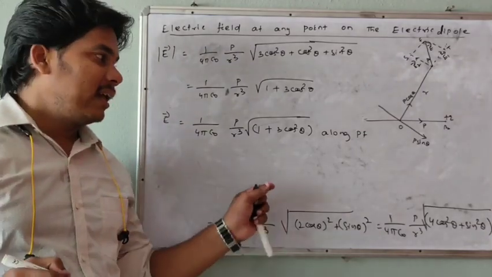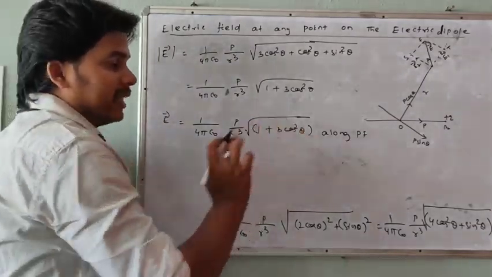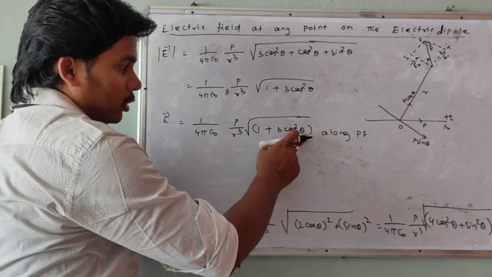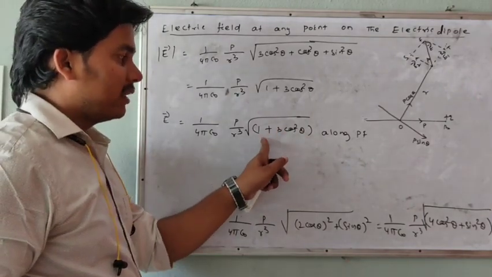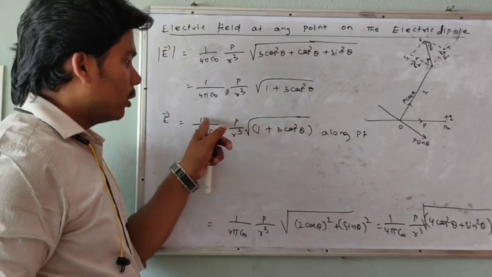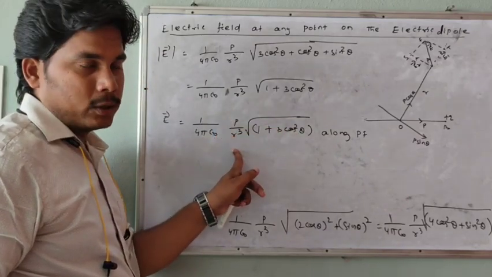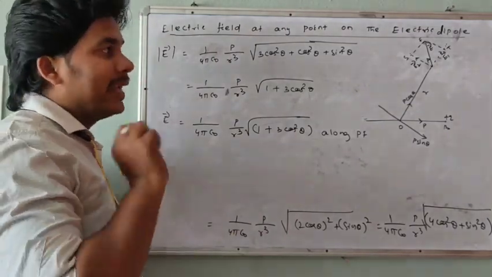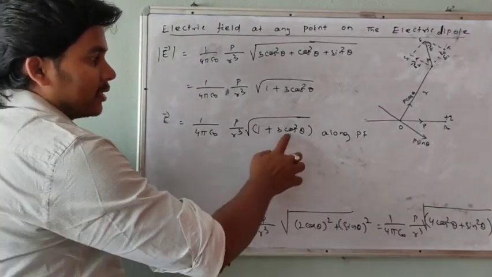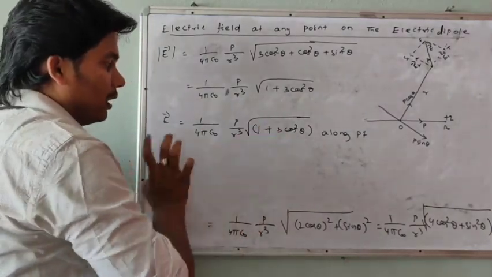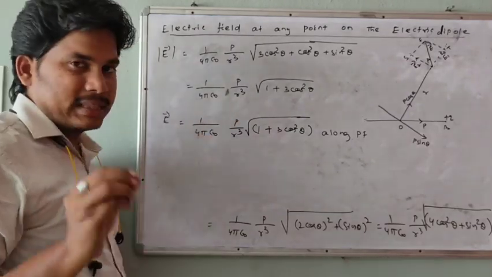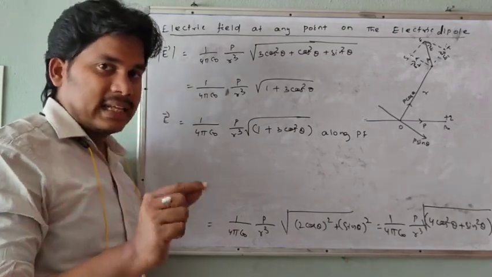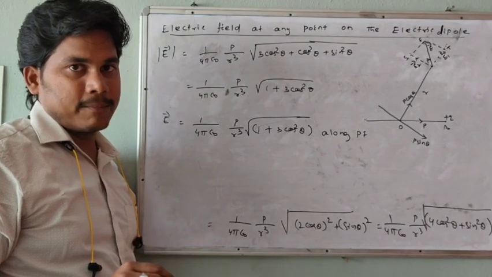If you want to find it for the axial line, just put theta as 0, as it is along the same line. Cos 0 will be 1, and 1 plus 3 will be 4, root of 4 is 2. This will be 1 by 4 pi epsilon naught 2P by r cube, which is for the axial line. To find the electric field intensity for the equatorial line, just put theta as 90. Cos 90 will be 0, root over 1 will be 1, and this is 1 by 4 pi epsilon naught P by r cube. These are the two special cases you can use to find the electric field intensity for the axial line and also the equatorial line.